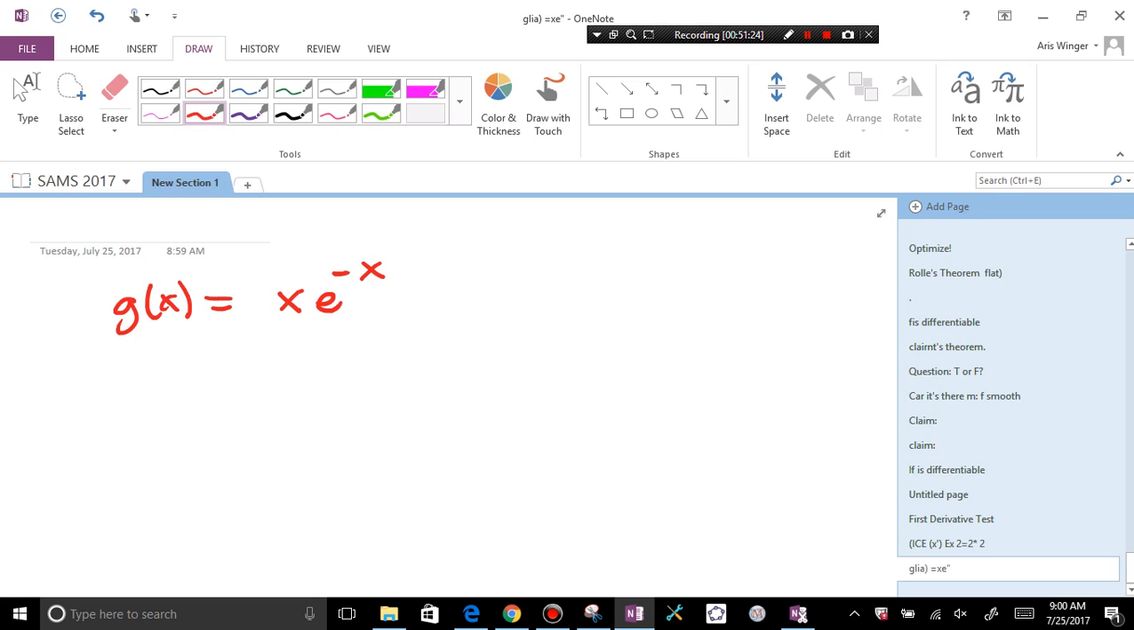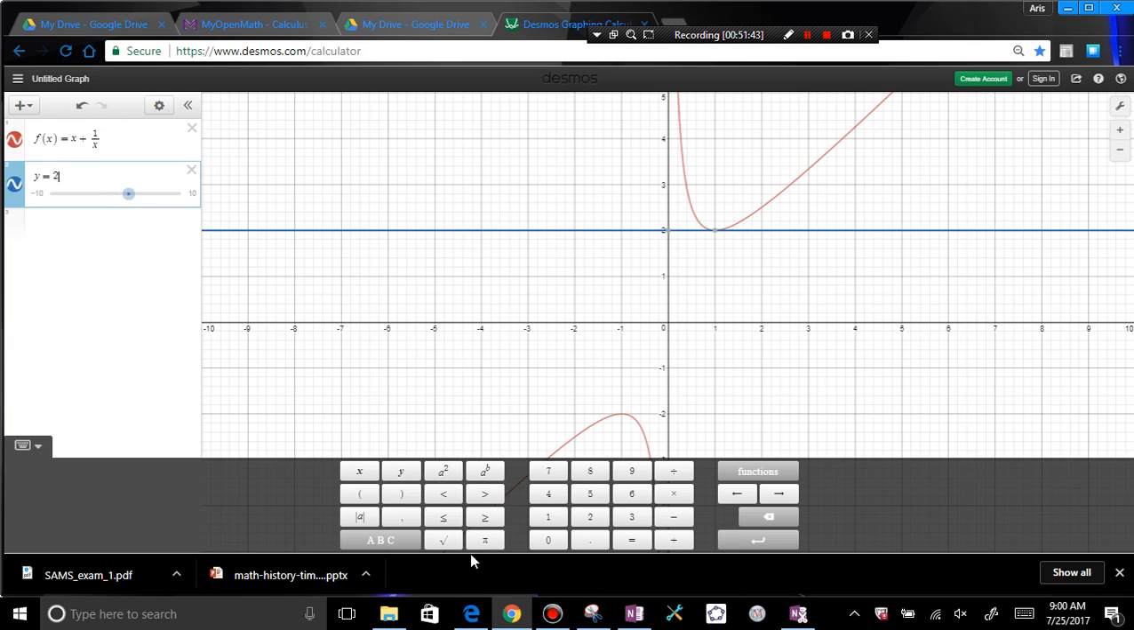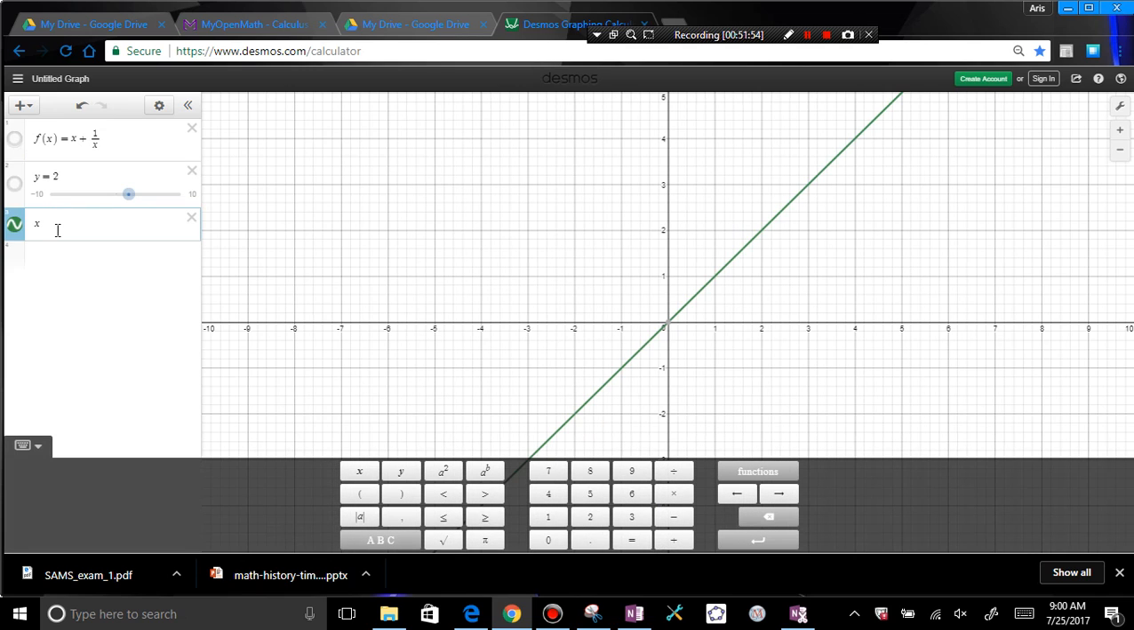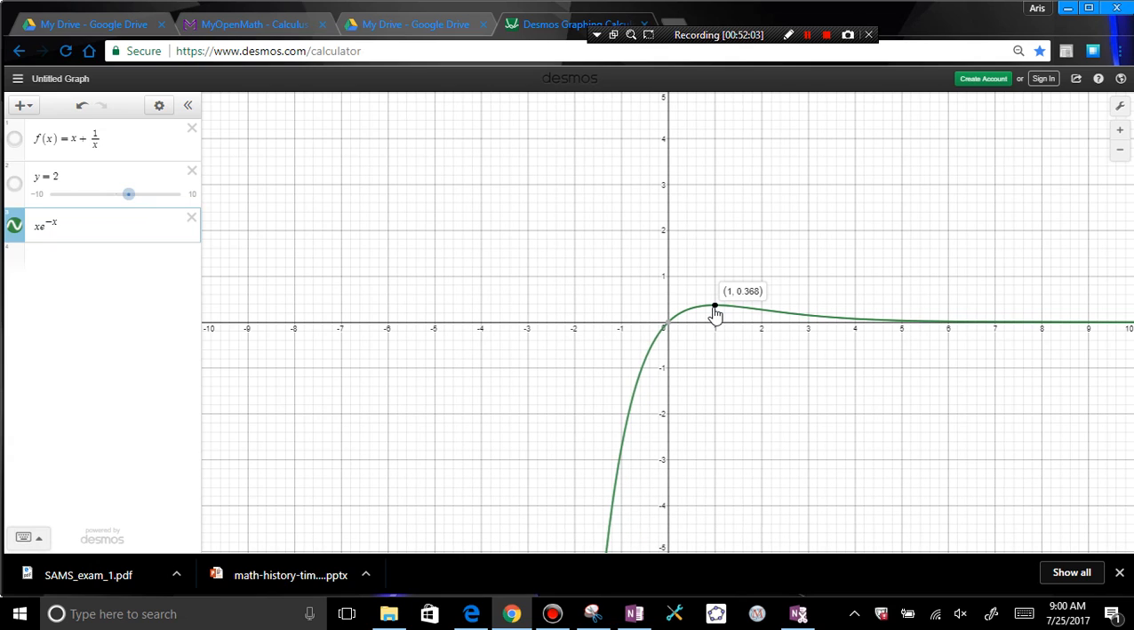Where are the humps? The exponential is continuous and differentiable, so is x. When you multiply, you get something that's continuous and differentiable. Where are the humps? x e to the minus x. Let's see how good this thing is. x e to the negative x. That thing right there looks like it's 1. What's the y value?